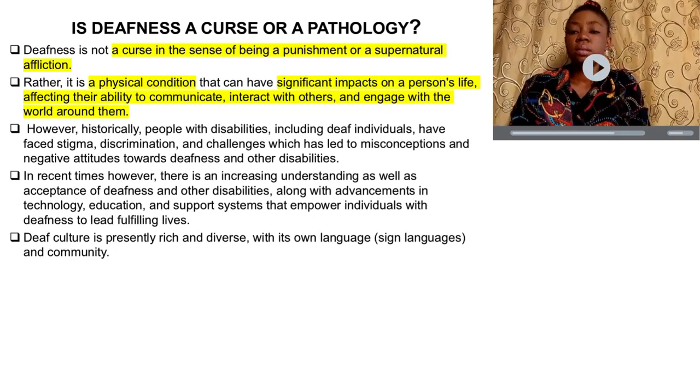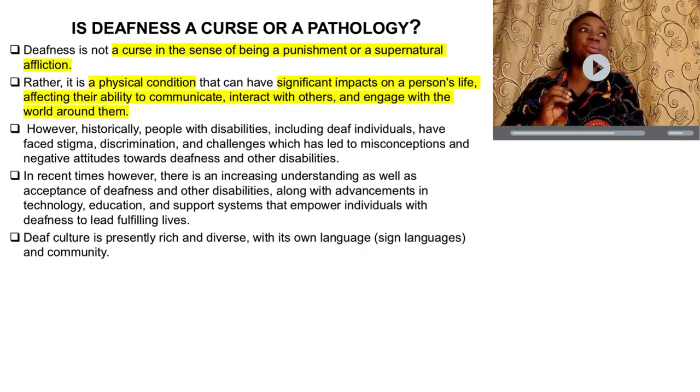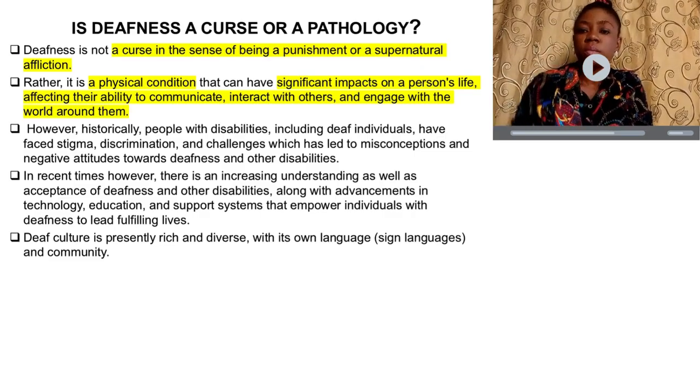So the next slide, deafness is actually not a curse. Some persons believe that, oh, maybe someone's great grandfather committed one atrocity and then the gods decided to punish them by giving them a deaf child. That is just a myth, right? So deafness is not a curse. It is actually the inability of a person to hear spoken language and to communicate using spoken language.